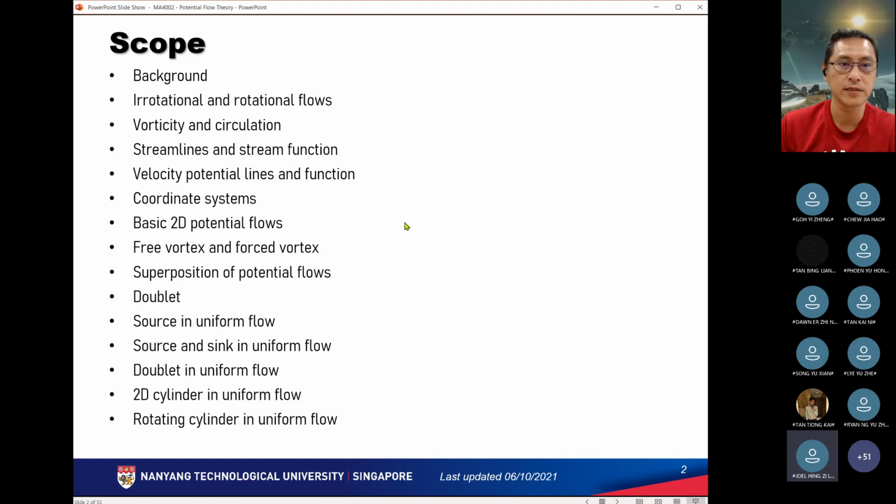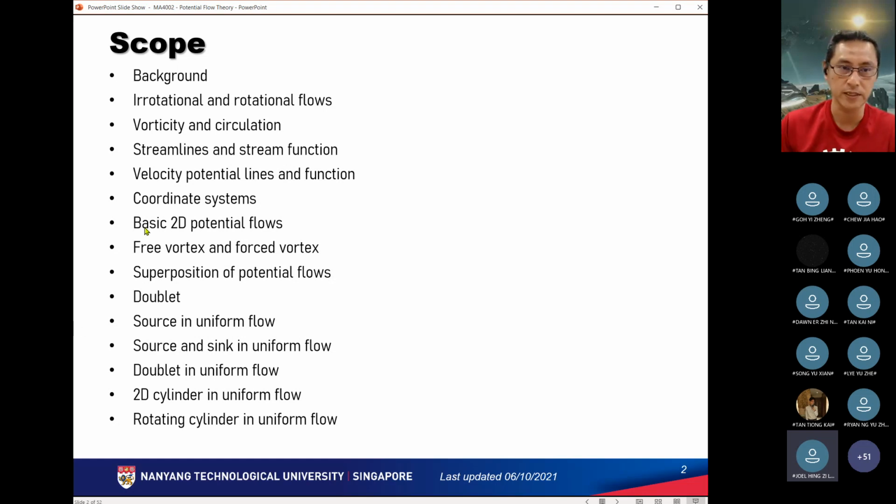How we can learn potential flow theory based on different coordinate systems, which are the two coordinate systems that we could use in this module. And after all this background information, the introduction to the potential flow theory, it's only then we'll move on to the more so-called useful, more realistic potential flow scenarios.